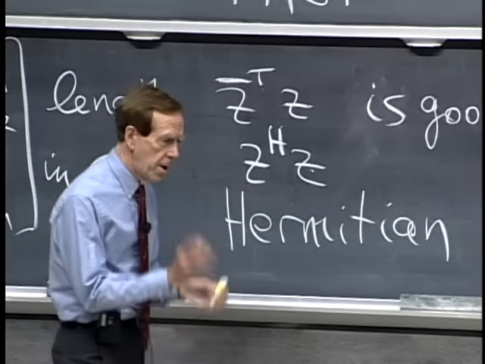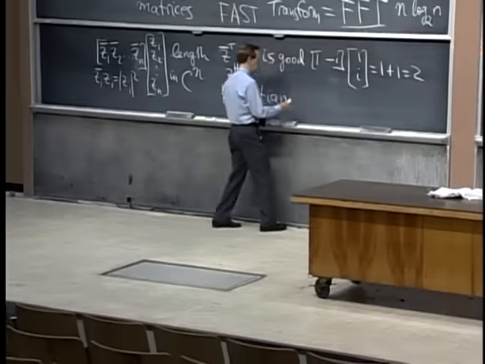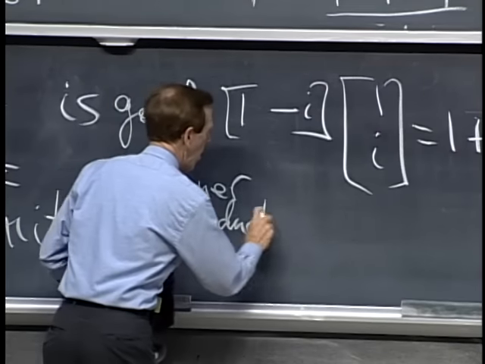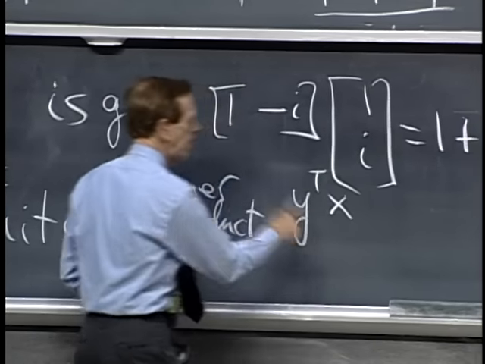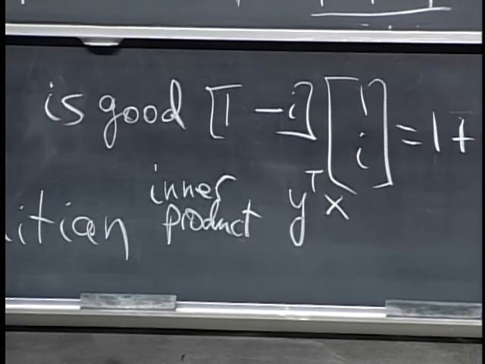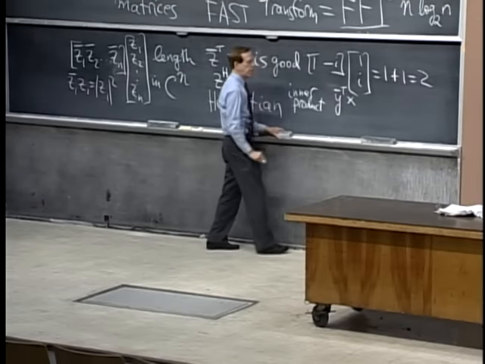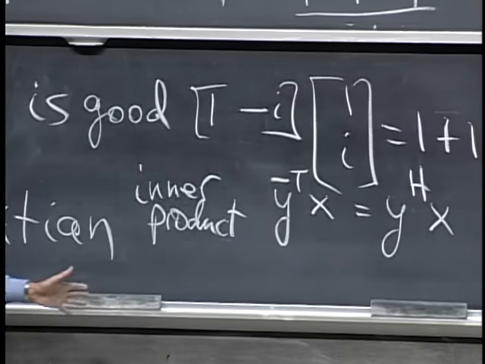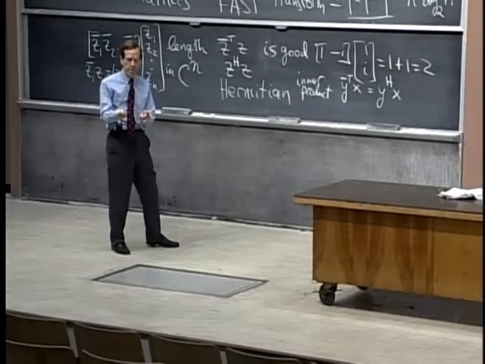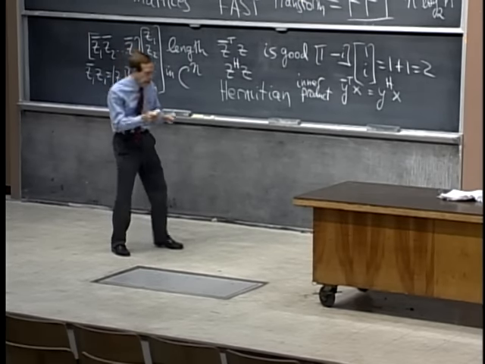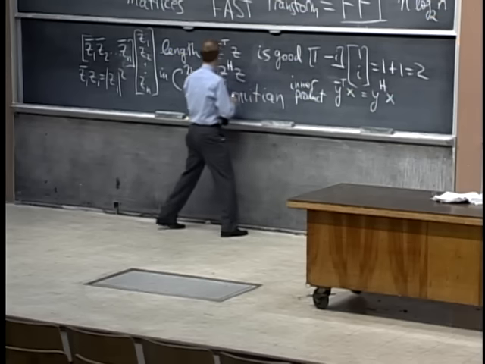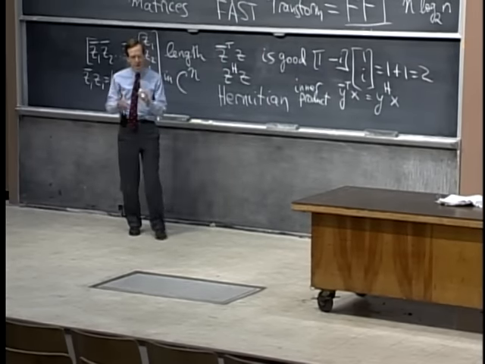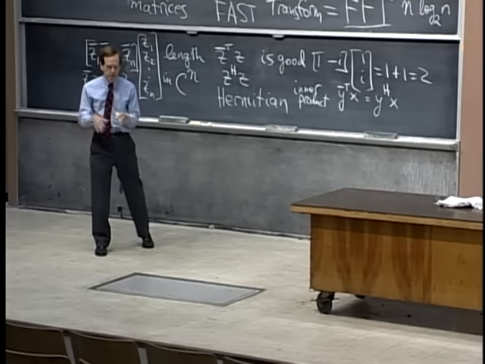Now, what's the inner product? Well, it should match. The inner product of two vectors is no longer what used to be y transpose x. That's for real vectors. For complex vectors, whenever we transpose, we also take the conjugate. So it's y Hermitian x. Of course, it's not real anymore, usually. The inner product will usually be a complex number. But if y and x are the same z, then we have ZHZ, the length squared, and that's what we want. The inner product of a vector with itself should be its length squared.